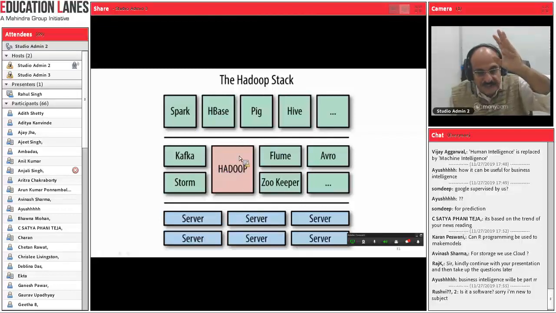So this is the server stack, and these are the applications that run on Hadoop. So the machine learning job runs over this Hadoop. When the data is big, the machine learning job of analysis runs over Hadoop. Is that part clear or no?